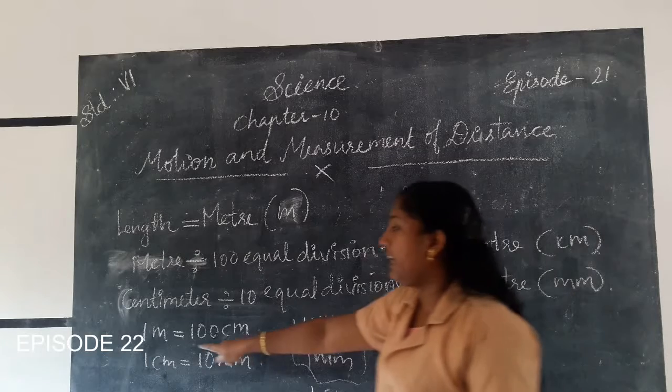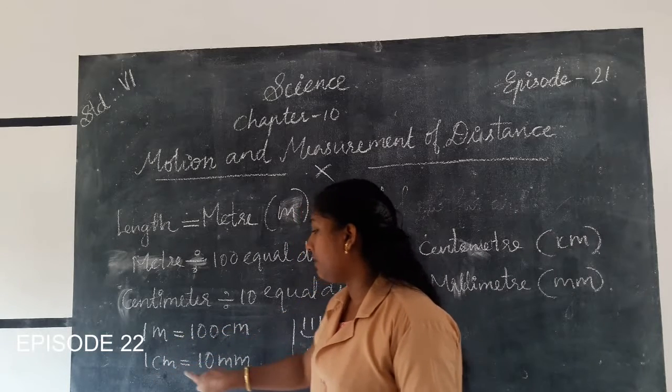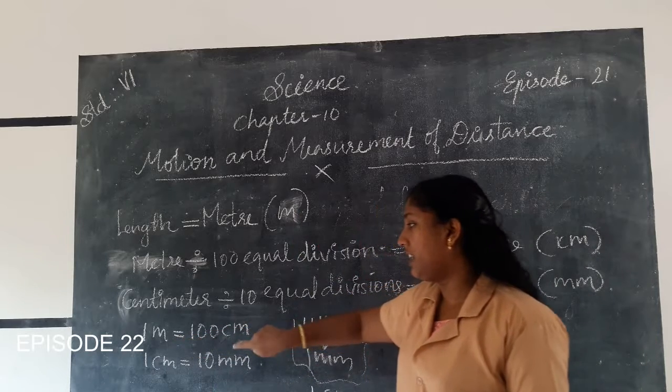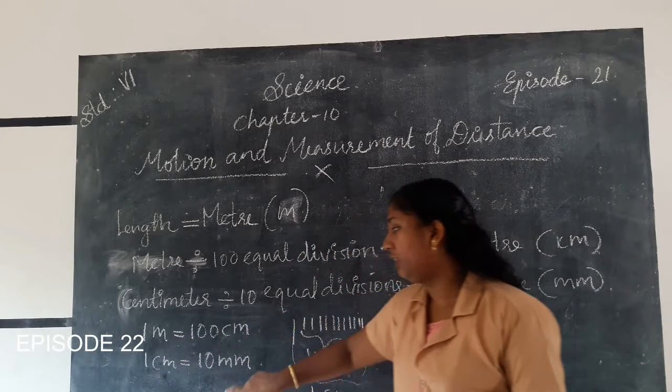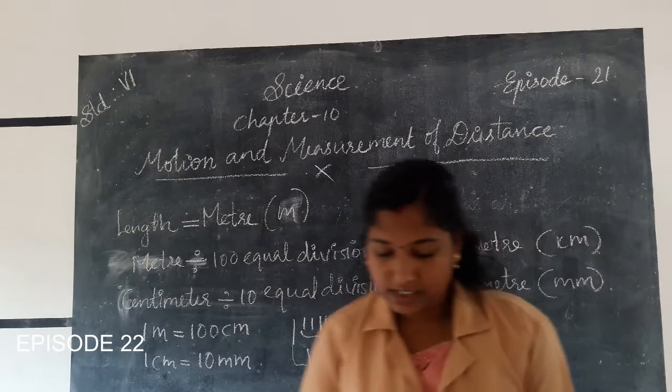From this we can write 1 meter is equal to 100 centimeter, and 1 centimeter is equal to 10 millimeter. Okay, next one.